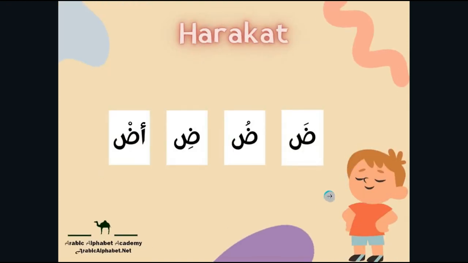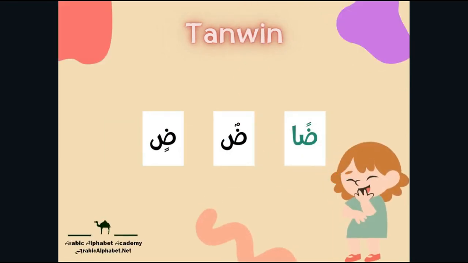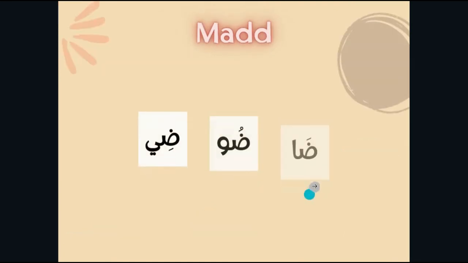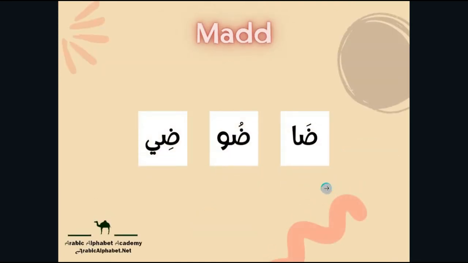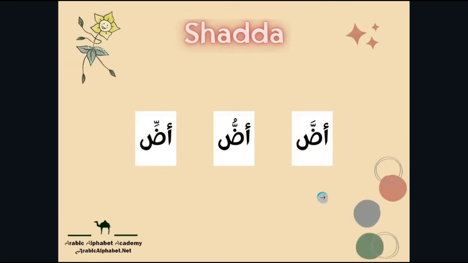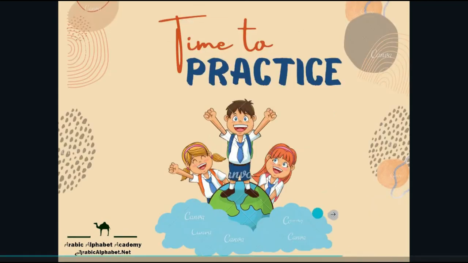Now let's practice the sound even more. First of all, with harakat, ض, ض, ض. Tanween, ضن. Also, let's practice the madd together. You can say with me, ضا, ضو, ضي. And finally, let's practice the Shaddah. Alla, Allu, Alli. That was all for the letter Dhad.